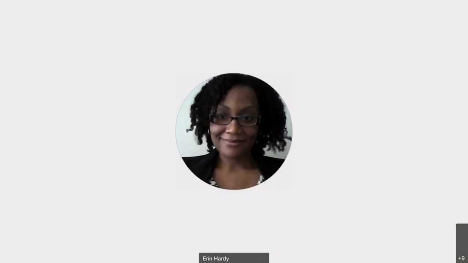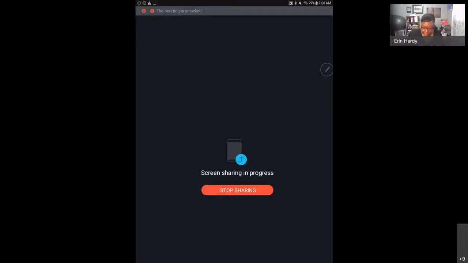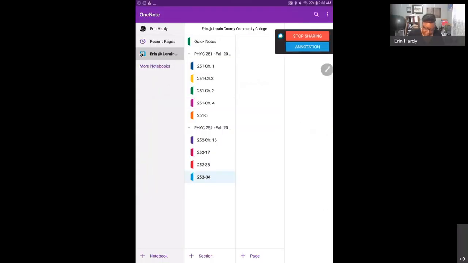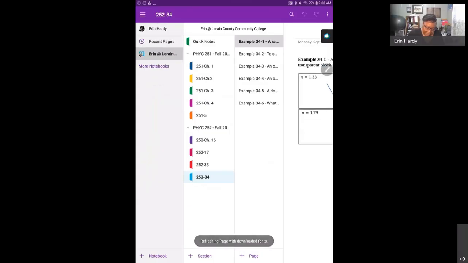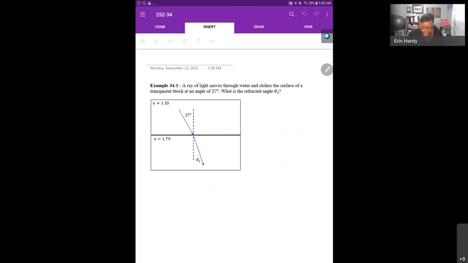All right, give me a second. Okay, there we go. Okay, as soon as I'm able, I'm going to start sharing on this side. Let's go to OneNote, and we'll look at example 34.1.